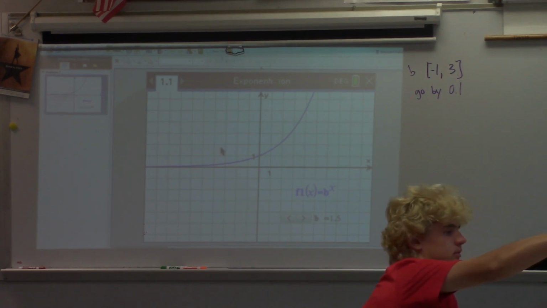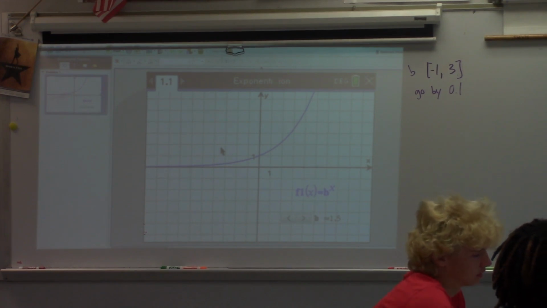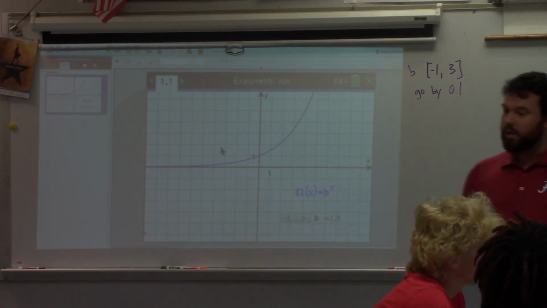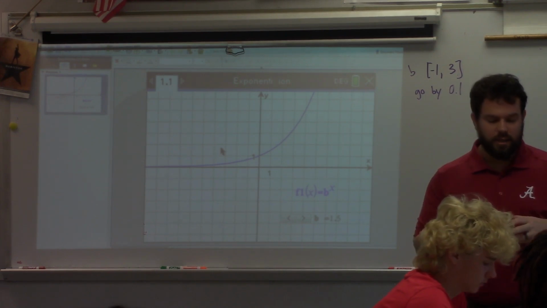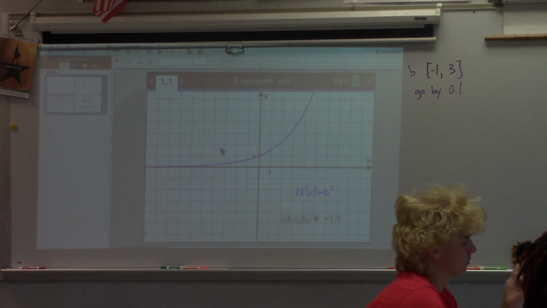So when are we not looking at an exponential function? Think about that. Okay, we're going to come back together in probably about 60 seconds. So finish your discussions. Think about what values would create different situations.